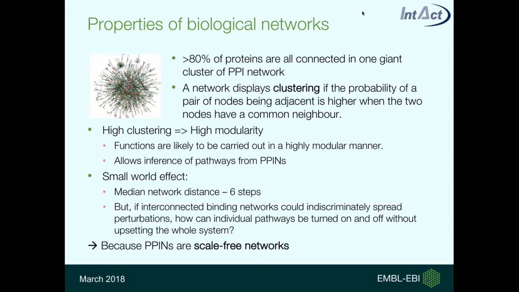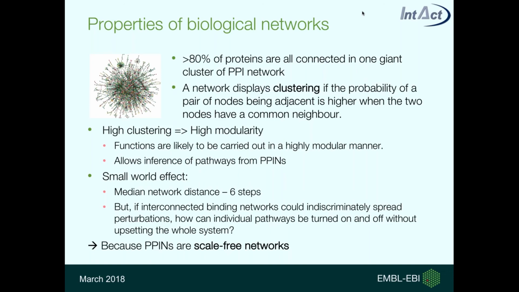These networks display clustering if the probability of a pair of nodes being adjacent is higher when the two nodes have a common neighbor. So that means if many of the nodes are close together with just one neighbor in between, then the network displays high clustering. High clustering also infers that we have high modularity. That means the functions that this network carries out are likely to be in a modular manner, and that allows us to infer pathways.